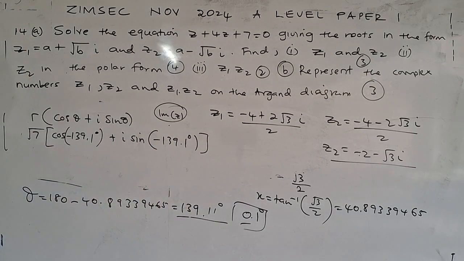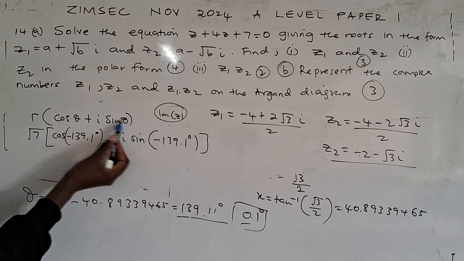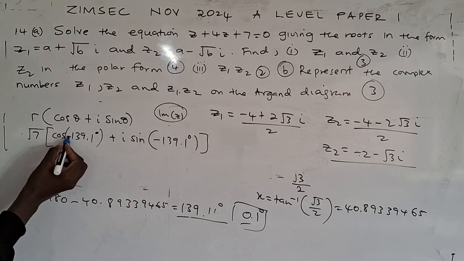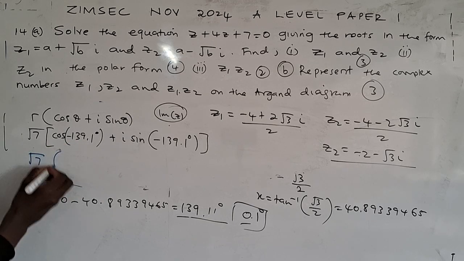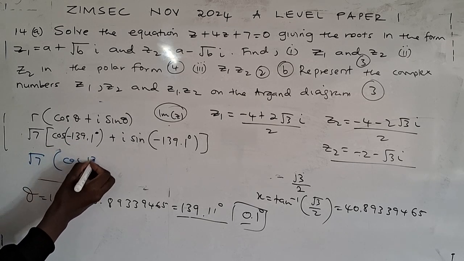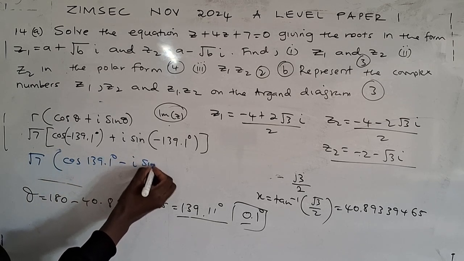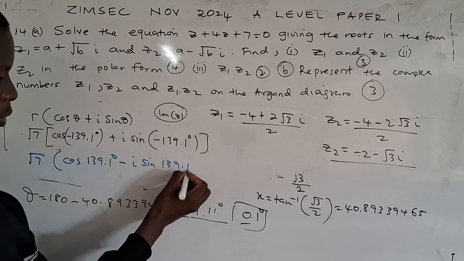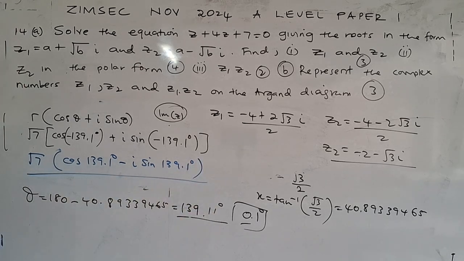Now, see, polar form, it should be like this. Okay, now I'm going to take this negative to here. So this is root 7, open bracket, cos 139.1 degrees minus i sine 139.1 degrees. This is the final answer. Okay, right. Let's move on to part number 3.